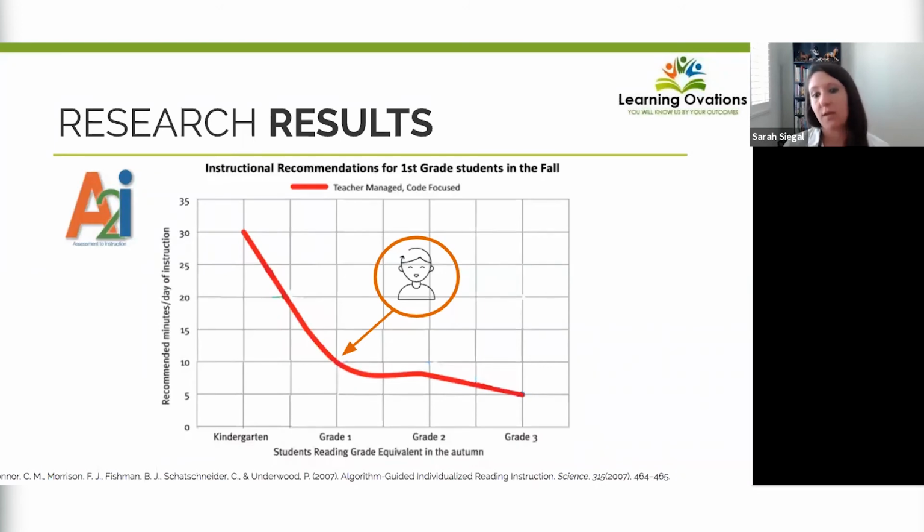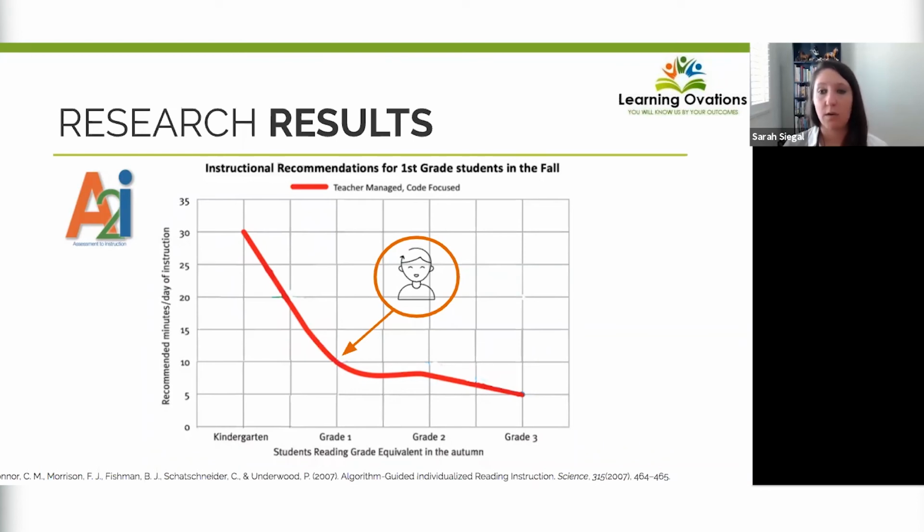So if we do have a student entering this classroom at a kindergarten level, so almost a year behind, they need about 30 minutes of teacher-managed, code-focused instruction a day to meet that end goal of reading at grade level. But if you enter that classroom and you are reading at grade level already, right where that arrow is pointing, you only need 10 minutes. So all of these aspects that we're really promoting through phonics instruction and having the other type of instruction that we usually consider is called meaning-focused instruction, so more of that vocabulary or language components, both are important, but for different kids, they're more important in different areas.